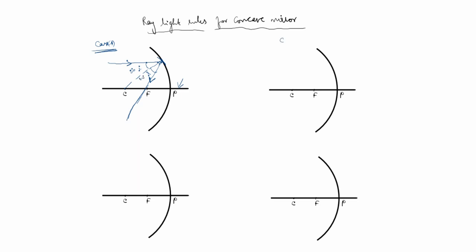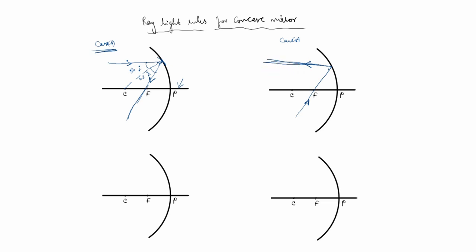Case 2. Opposite to case 1. Now, a ray passing through the principal focus. So the arrow comes this way, right? It will become parallel to the principal axis after reflecting from the mirror. So the arrow comes this way. This one you see, a ray passing through the principal focus of the concave mirror will become parallel to the principal axis after reflection on the mirror.